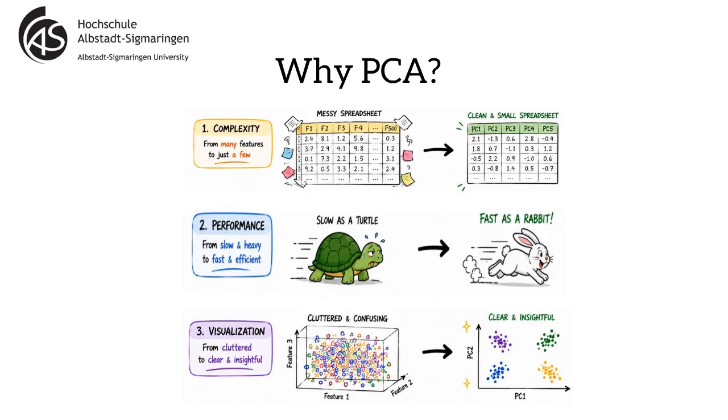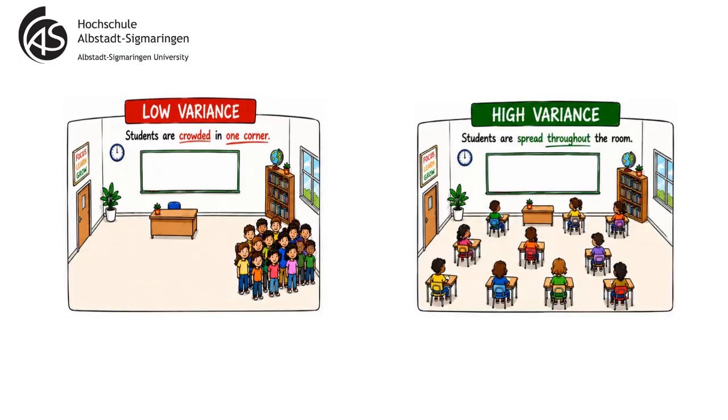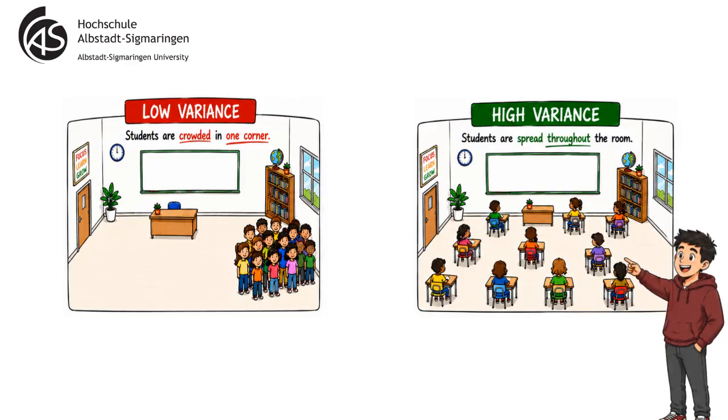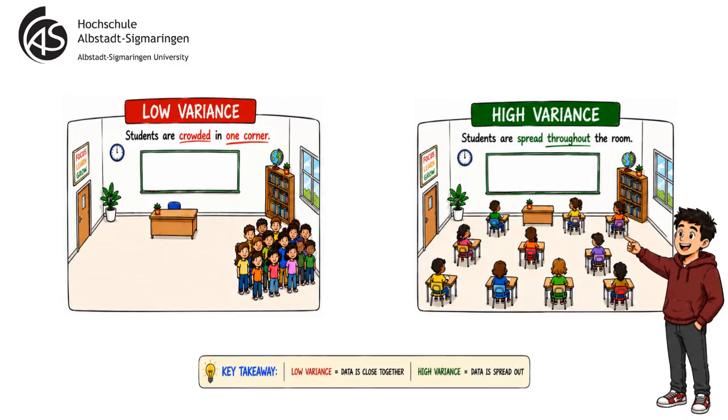Before we understand PCA, we need to understand one important idea: variance. Variance measures how spread out data points are. Assume 2 classrooms. In one classroom, all students are packed into a single corner. In another classroom, students are spread across the entire room. Which classroom shows more spread? The second one. In data, this spread is called variance. Low spread means low variance, high spread means high variance. And higher variance usually means there is more information to learn from. That's why variance is so important in PCA.